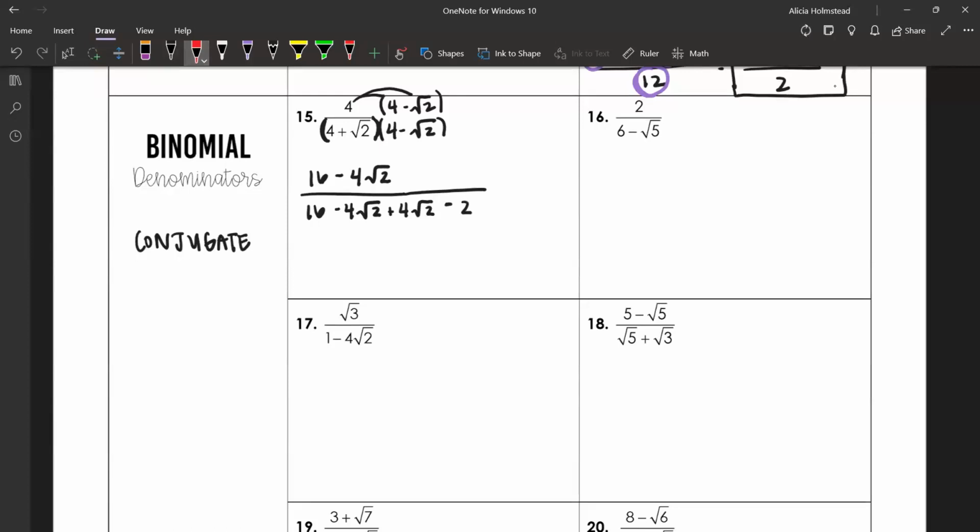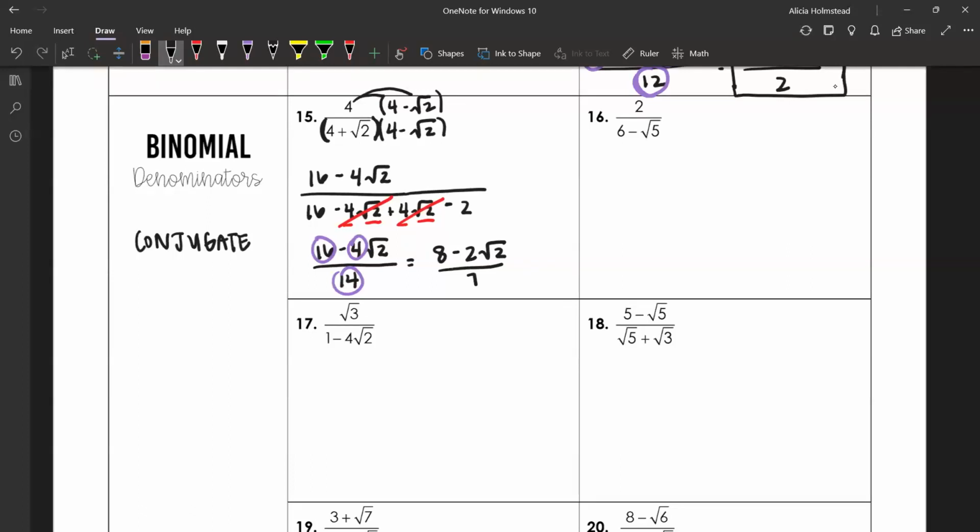Now this is the reason that you multiply by the conjugate. Notice these have the same radical, and the coefficients are opposite signs. So negative 4 plus 4, those just go to 0, and you're left with 16 minus 2, and that will always happen when you multiply by the conjugate. So this will be 16 minus 4 square root 2, and then 16 minus 2 is 14. Notice that 4 and 14 all have a common factor of 2, so we can divide everything by 2. We'll get 8 minus 2 square root 2 over 7.